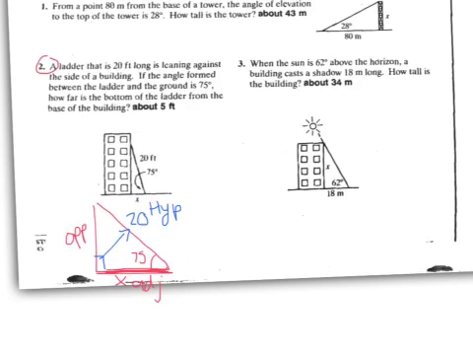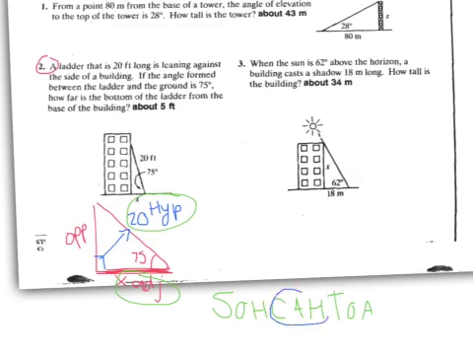So the two numbers that I have are the hypotenuse and the adjacent. I have the hypotenuse and I'm looking for the adjacent. So go ahead and write SOHCAHTOA to try to figure out which one of these we're going to use. We are going to use cosine because, again, I'm looking for the adjacent and I have the hypotenuse. So that's why we're going to use cosine.